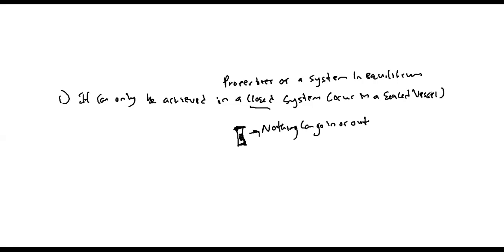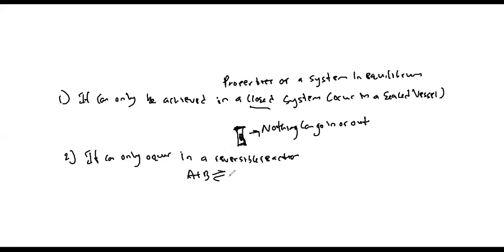Now, another property of a system in equilibrium is that it can only occur in a reversible reaction. I'm giving us only what we need because of time. We don't have time to waste again. It can only occur in a reversible reaction. And I've explained what a reversible reaction is. I've given us a hypothetical one, A plus B, going forward and backward to give C plus D. So it can only occur in a reversible reaction.